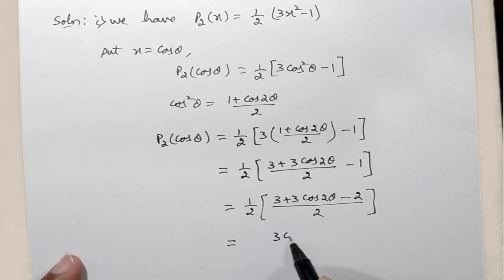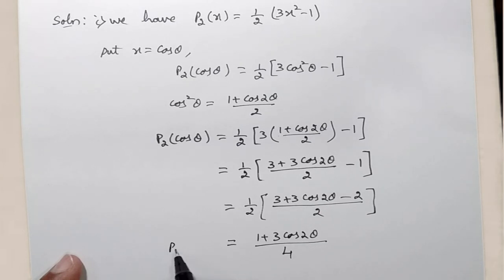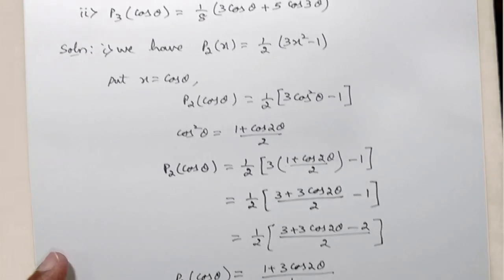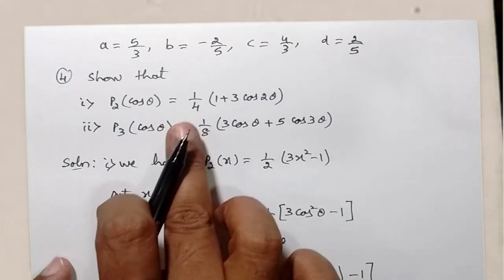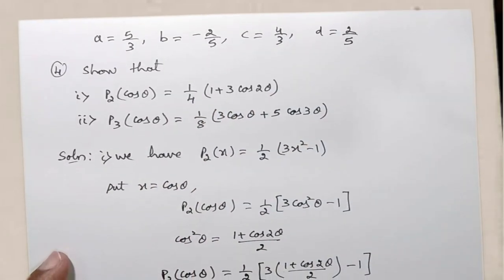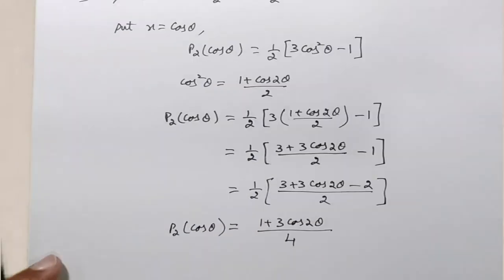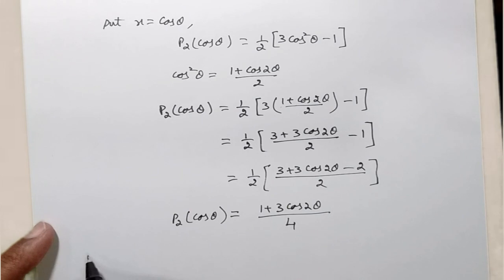So you can write 3 cos 2 theta, 3 minus 2 will be 1. So 1 plus 3 cos 2 theta divided by 2 times 2 will be how much? 2 times 2 will be 4. This is nothing but P2 cos of theta. So try to observe, P2 cos of theta is 1 plus 3 cos 2 theta by 4. It is 1 by 4 times 1 plus 3 cos 2 theta. So the first result has been obtained.